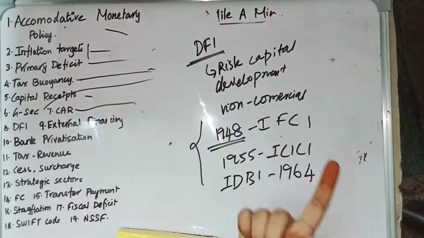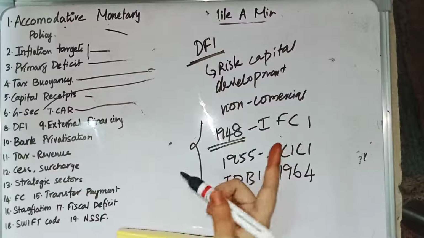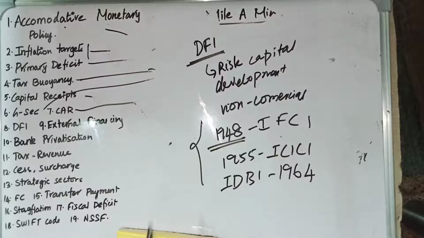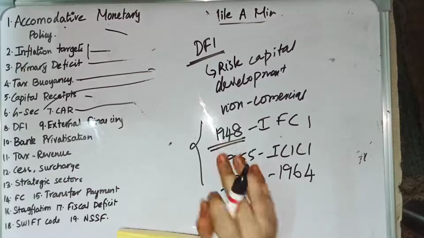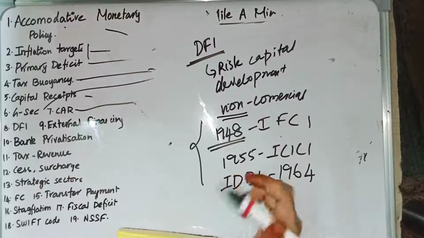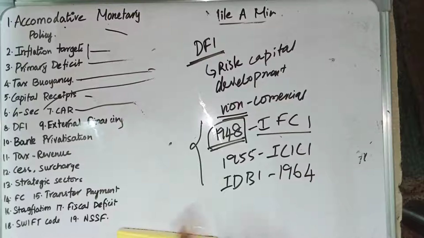Our government in the budget proposed to set up a developmental financial institution for the national infrastructure pipeline. The developmental finance institution will provide risk capital for developmental projects, for economic development on a non-commercial basis. The first DFI in India, operationalized since 1948, is IFCI, and then we had ICICI in 1955 and IDBI in 1964.